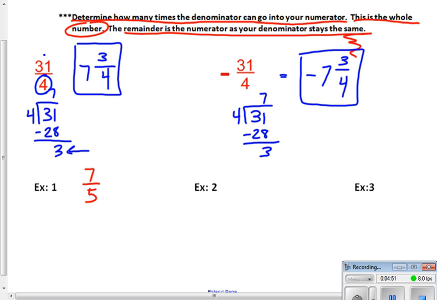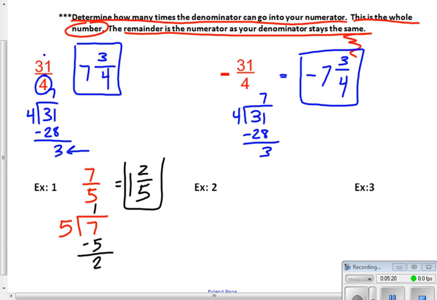The first improper fraction that we'll take care of in example 1 is 7/5. We'll do our conversion here. We need to think of how many times our denominator goes into our numerator. 5 goes into 7 one time. 1 times 5 is 5. We do our subtraction here, and we have a remainder of 2. So our answer is 1, our whole number. The remainder is our numerator, 2, and denominator stays the same.